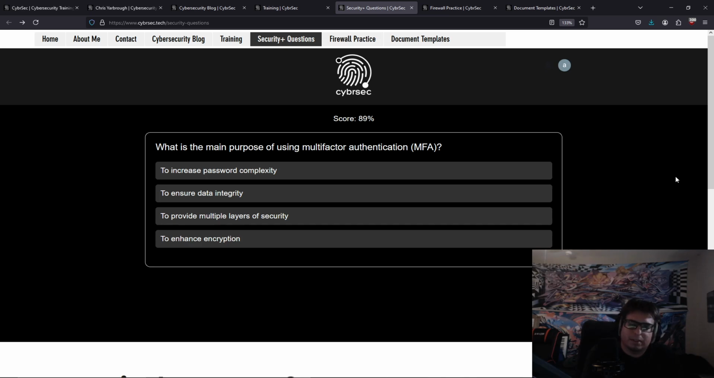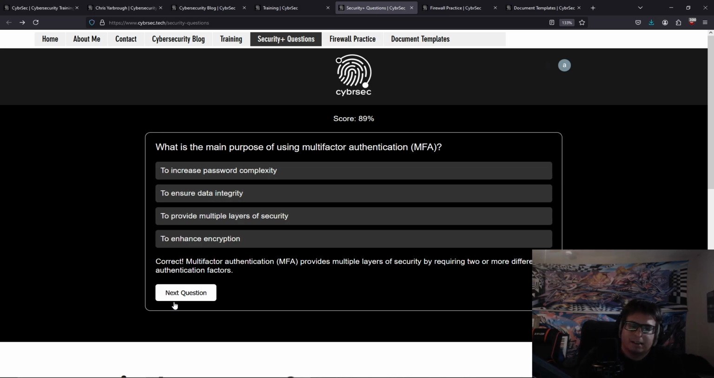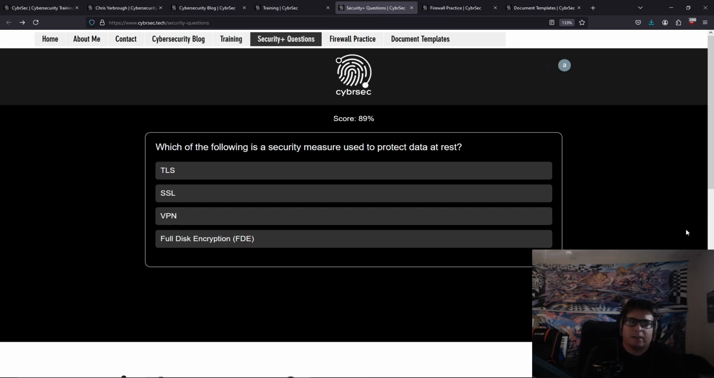What is the main purpose of using MFA? I think we've answered this one already. Yep. Which of the following is used to protect data at rest? Oh, we've definitely answered this one. It's encrypting it.